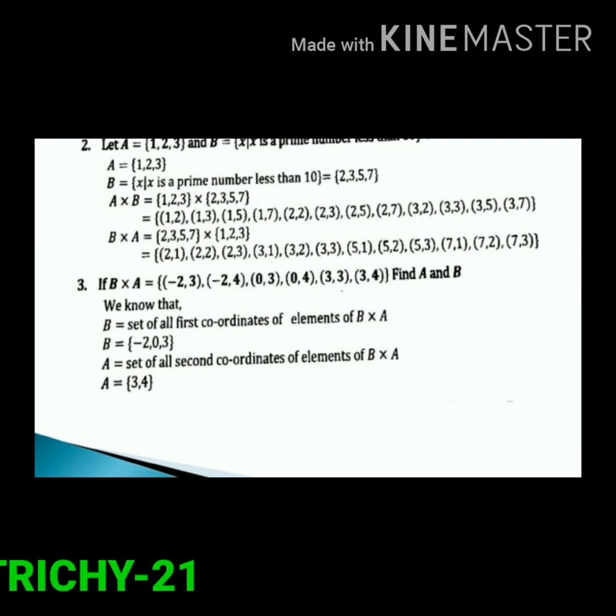Next, B cross A. B set contains four elements, {2, 3, 5, 7} cross {1, 2, 3}. So we find the Cartesian product. We have the set of ordered pairs (2, 1), (2, 2), (2, 3), (3, 1), (3, 2), (3, 3), (5, 1), (5, 2), (5, 3), (7, 1), (7, 2), (7, 3).